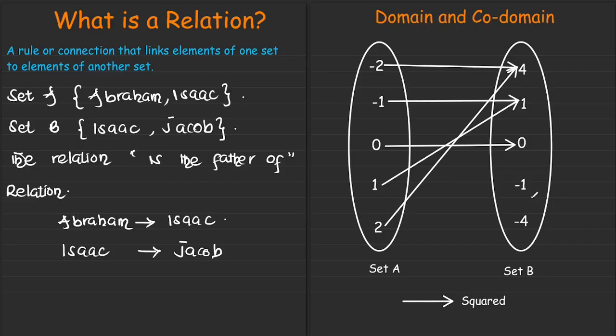There are elements in set B that do not have counterparts in set A. Let's now define what the domain, codomain, and the range are from these.